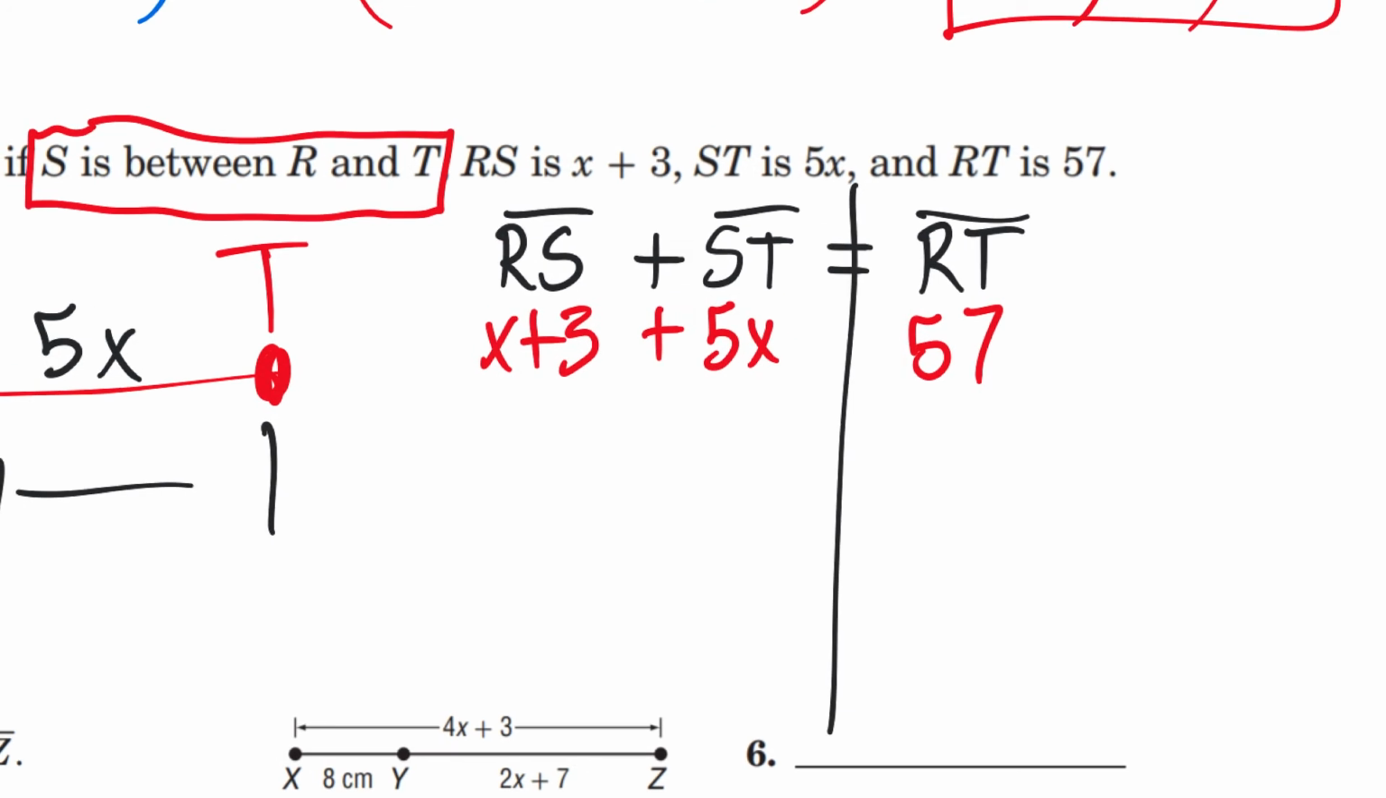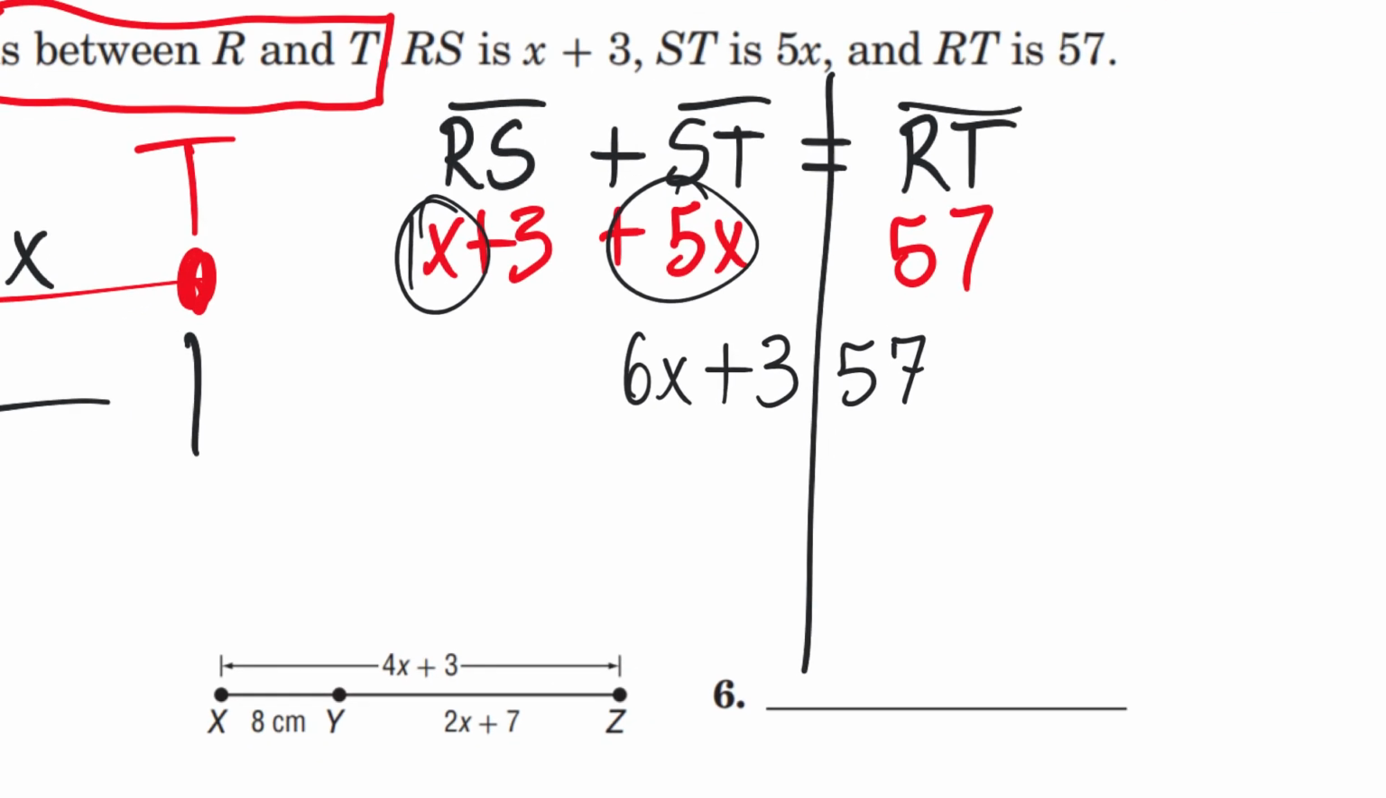Okay, now from here we're just solving for x. So we're going to combine like terms. So we have an x and 5x. That's like a 1x. So 1x and 5x together make what? So we have 6x. The 1x and 5x make the 6x. Nothing has changed that 3, so I'm just bringing that 3 down right here. And nothing has changed this 57 over here, so I'm just bringing the 57 down.